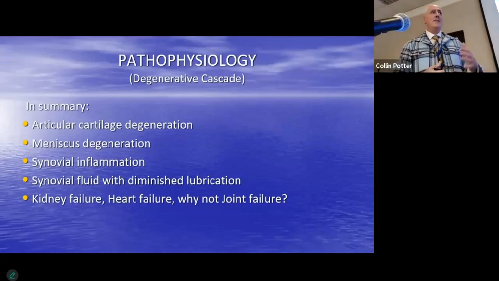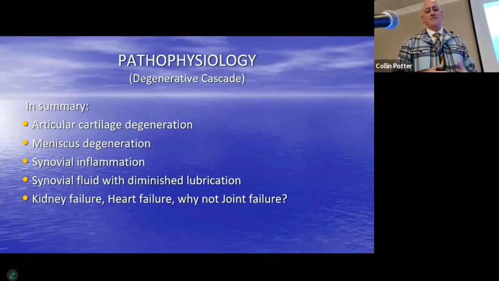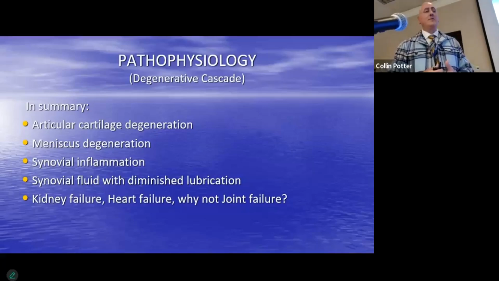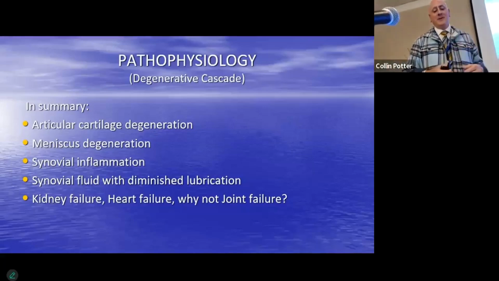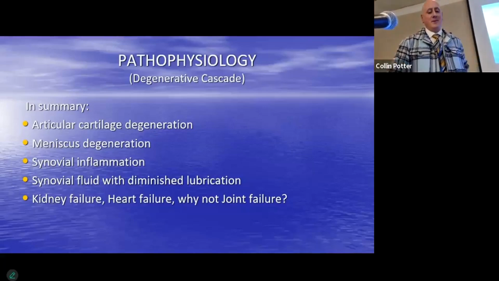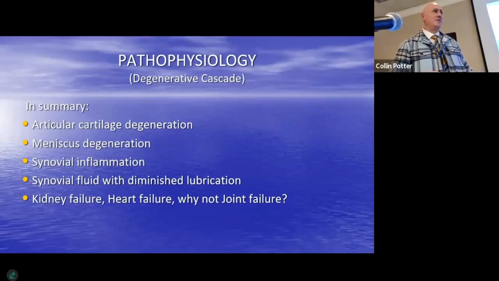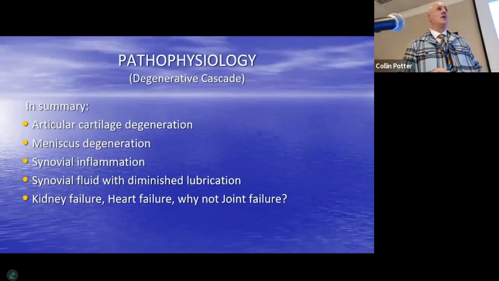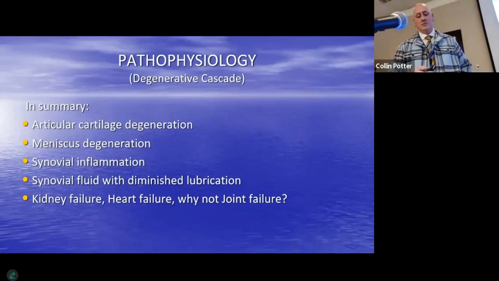Synovial inflammation, and that goes with osteoarthritis. It doesn't have to be your rheumatoid patients at all. Synovial fluid with diminished lubrication, or we should say diminished capacity to lubricate. And then joint failure, although different in its complexity compared to kidney and heart failure, it does exist. The joint fails, it doesn't bend, it doesn't straighten, it doesn't bear weight like it should. It causes a lot of pain, right? It causes changes in the patient's ability to live their lives, just like these other diseases do.